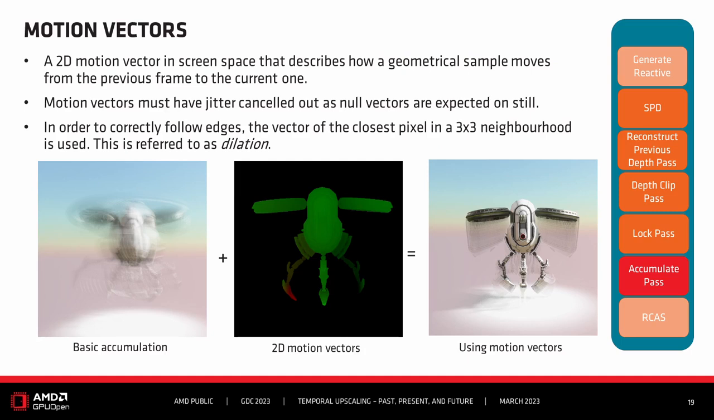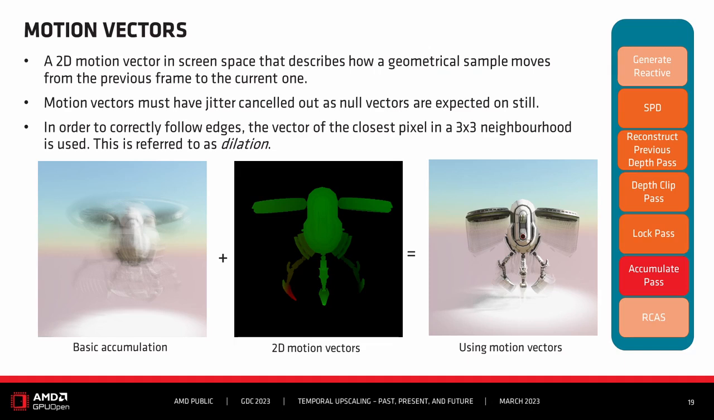So jokes aside, if you look at the leftmost image here, that's where we currently are with just accumulation. If we have moving objects, you basically get a blurry mess. So the next thing we want to do is ask the developers to provide a 2D motion vector map. So basically a map that tells us for every pixel where the object that resulted in that pixel has been in the previous frame, so we can correctly map that.